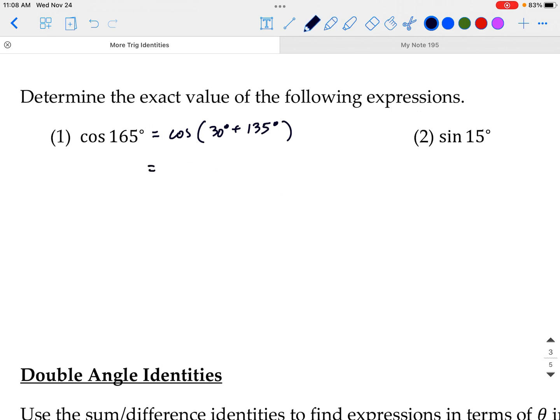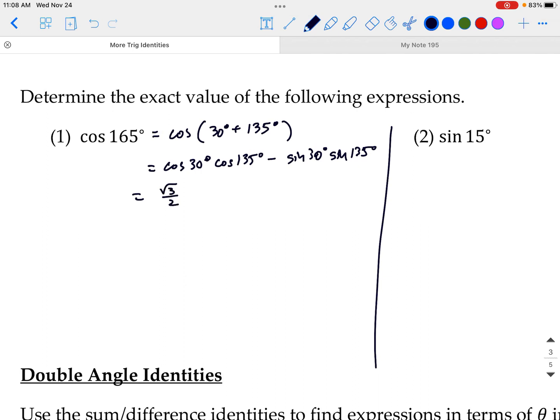So using our cosine identity, we know it's going to look like cosine times cosine minus sine times sine. Again, we get the opposite signs for these. So now we just need to evaluate using the unit circle.